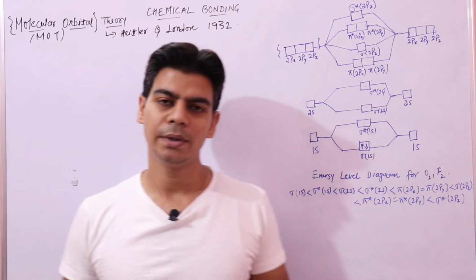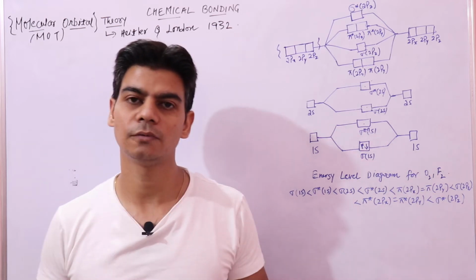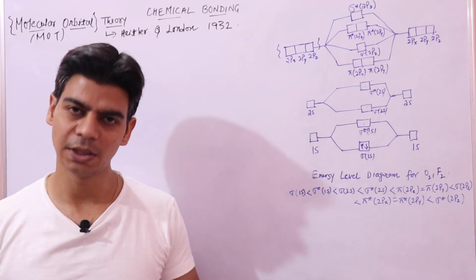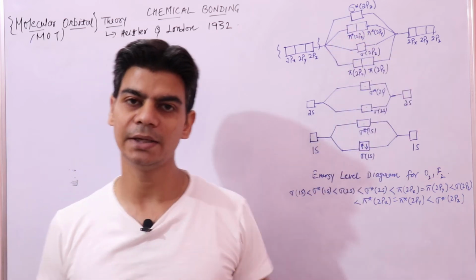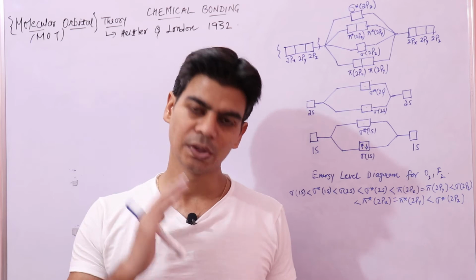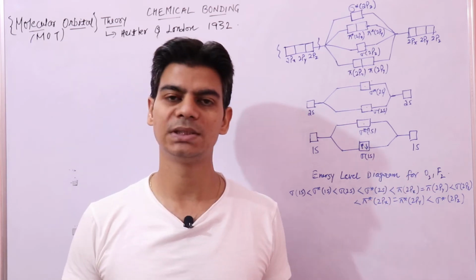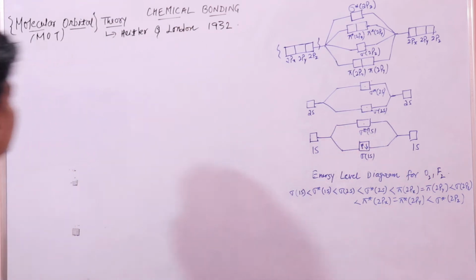Hi. Now in this video lecture we will be writing down the electronic configuration of some molecules, based on what we have learned in previous video lectures. We will also look at how to draw the energy level diagrams and then deduce the properties of molecules like bond order, bond length, and whether the molecule would be stable, will exist or not.